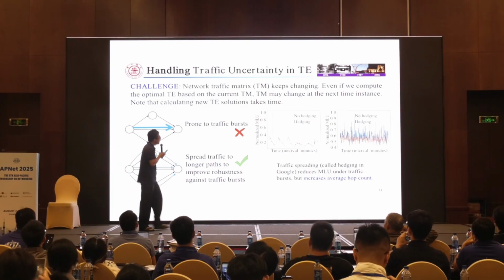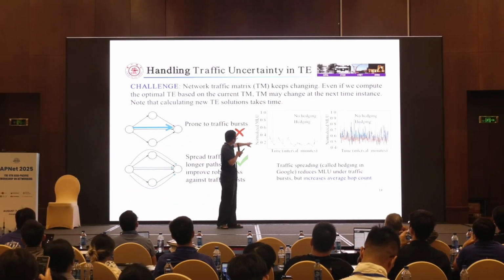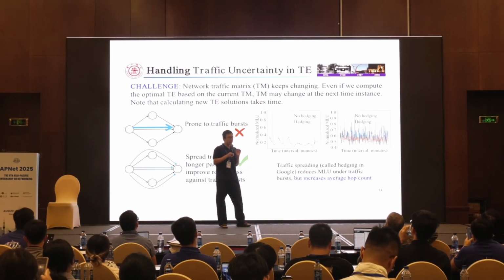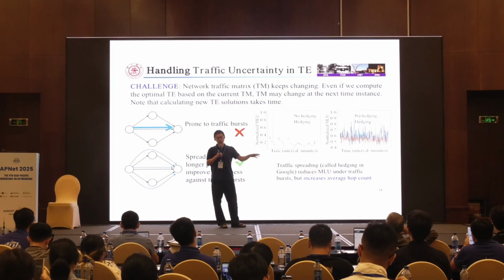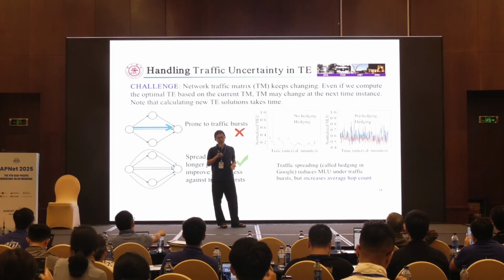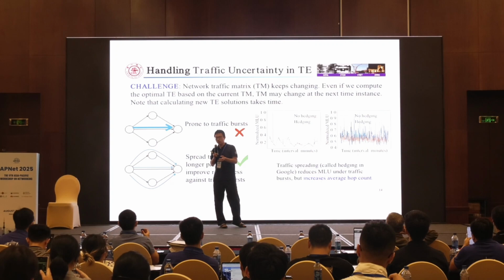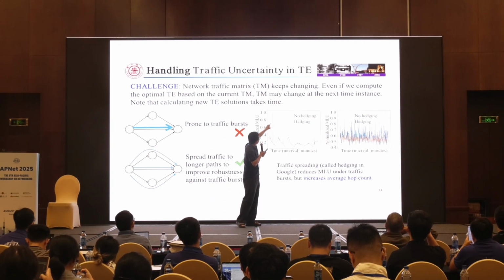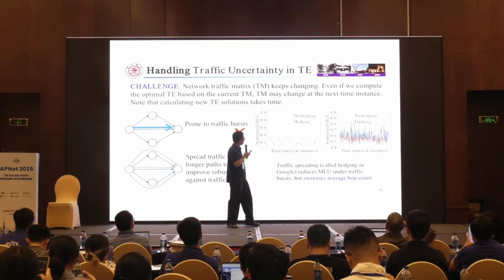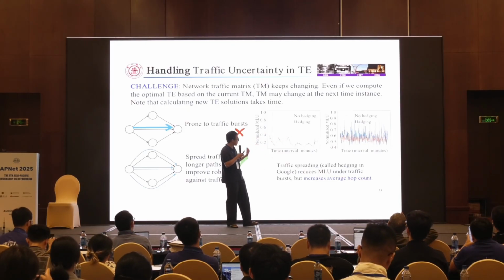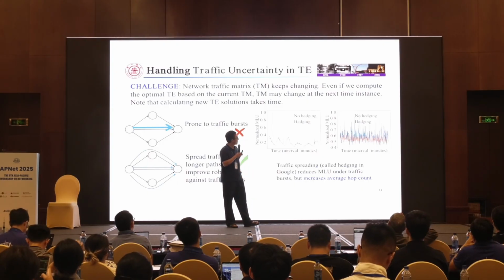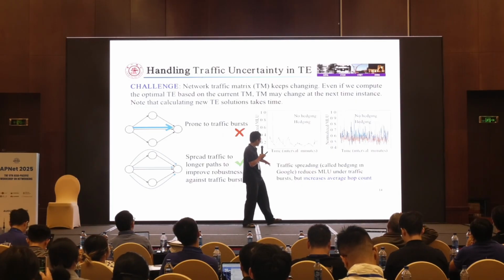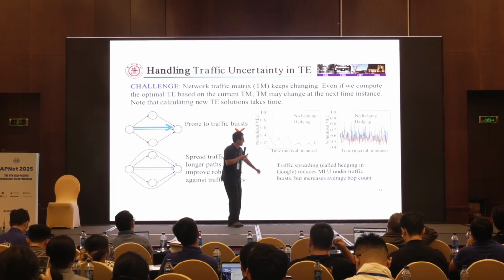Here we use an example in this figure. Initially, we can get a traffic pattern based on the historical traffic matrix, and then we compute a TE solution, and then we use this TE solution for the next traffic pattern. We can see there are many high spikes. This means that traffic bursts hurt the performance of traffic engineering. And Google actually does something in their data center. It is called hedging. I will talk about the idea of hedging in the next slide.